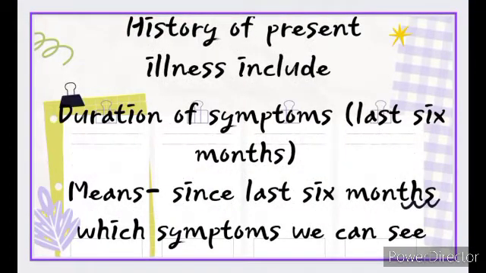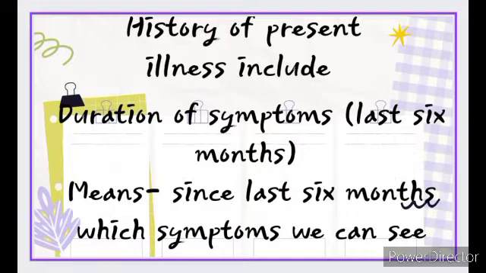Next is history of present illness includes duration of symptoms. Duration of symptoms last 6 months means since the last 6 months which symptoms we can see. Duration of symptoms means if the client is saying I am facing this problem, these types of symptoms, how many days are they staying. We already included the information of when it starts, and now we will gather the information of how long the person is suffering from this. So the thing is duration of symptoms last 6 months.